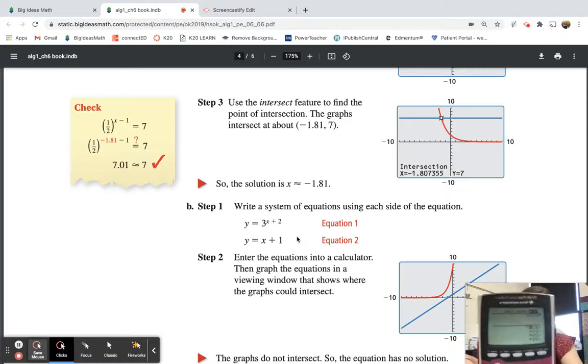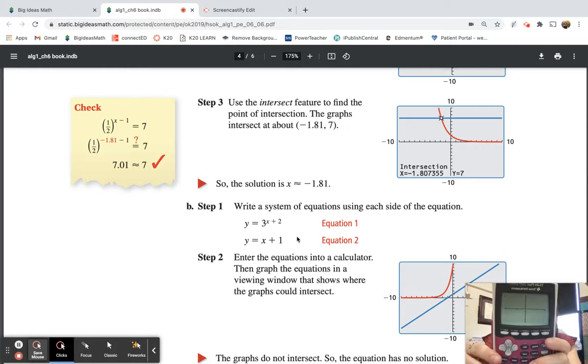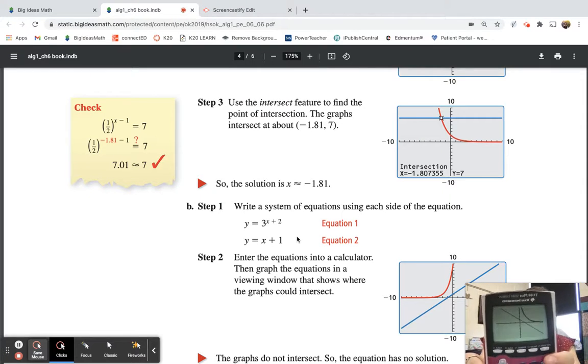Hit the wrong button. Down arrow, clear out the other one, and type in your 2 equations. So we have y equals 3 raised to the x plus 2, and y equals x plus 1. Now, you don't actually have to graph it. If you don't want, you can just go ahead and skip to the next part. I always like to just graph it to look at the graph, because we might not always have an answer on this one, for example.